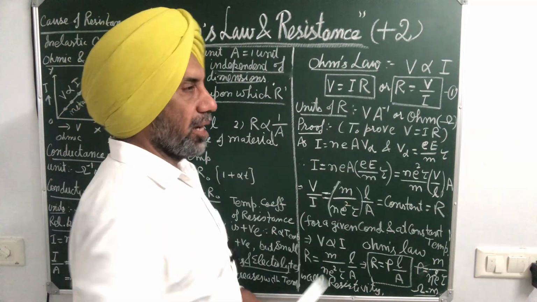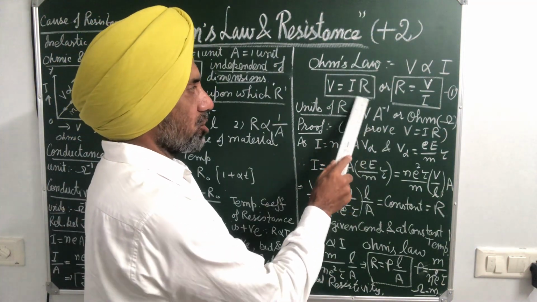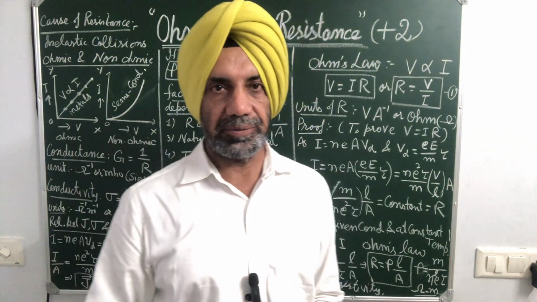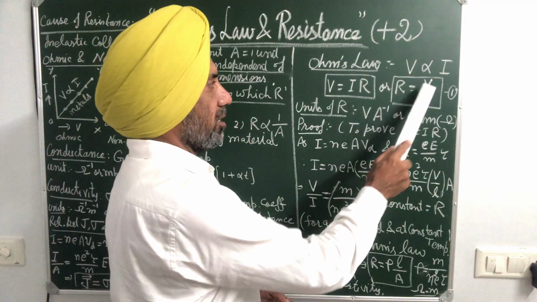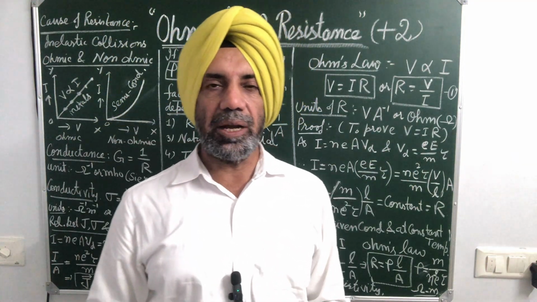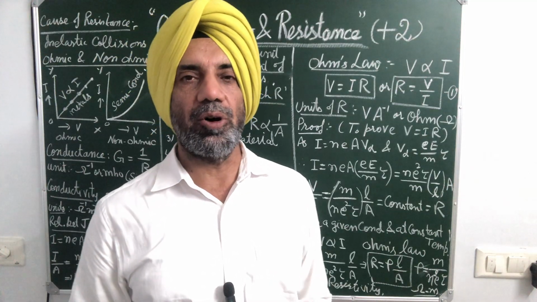V is equal to IR, where R is known as the constant of proportionality, and this constant is called the resistance of the conductor. Or R is equal to V upon I. So resistance of the conductor is nothing but the opposition offered by the conductor to the flow of current.